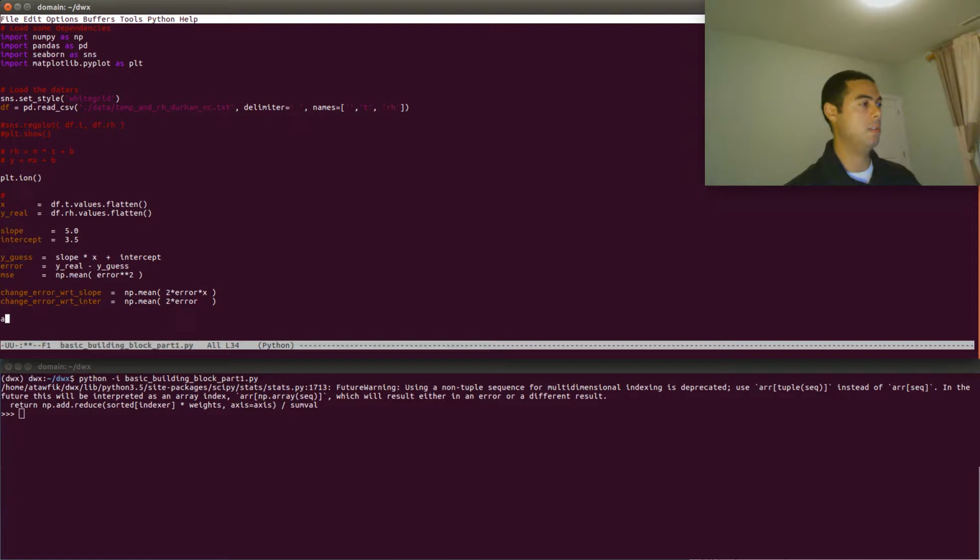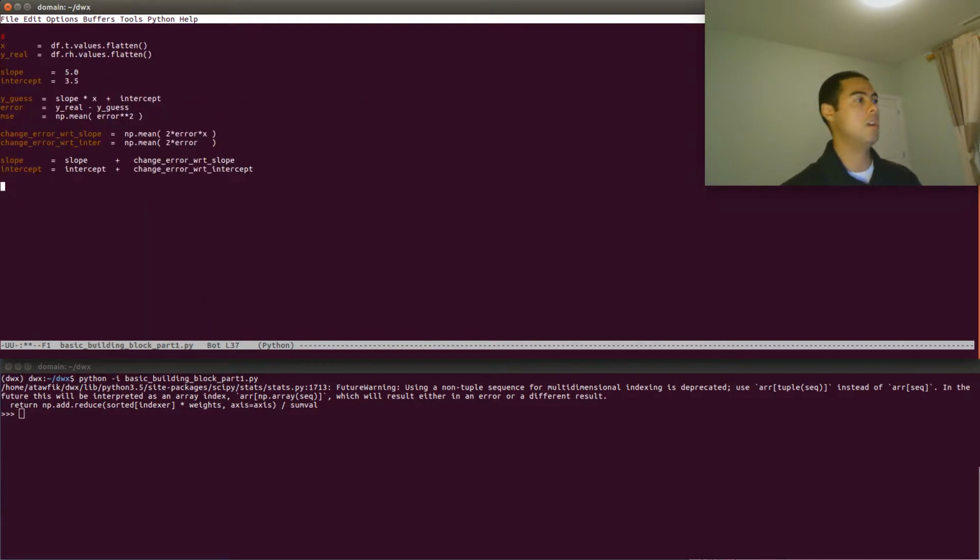Then all I have to do is update the actual slopes. I'm going to write this out completely, plus change in error with respect to slope. And we'll do the same for the intercept: error with respect to intercept. All right. Now you may have seen these equations before. If you've followed any machine learning videos, you've probably seen these written as the gradients, right?